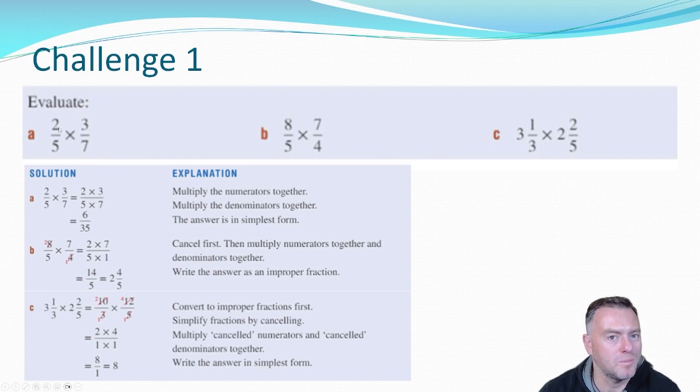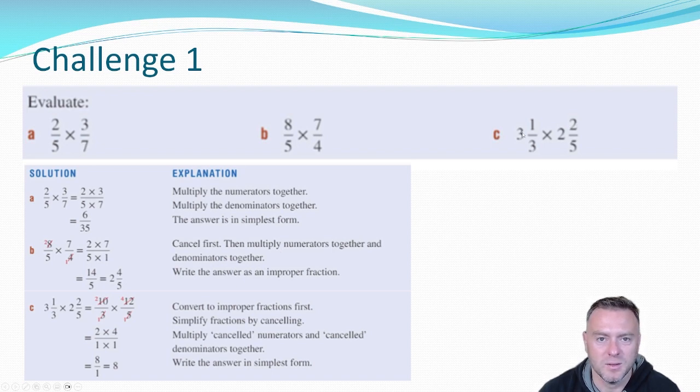So first one, basically 2 times 3 is 6, and then 7 times 5 is 35, so that gives you 6 on 35. This one over here, we have a 2 on the top and the bottom, so we can divide both these by 4. So 4 goes into 8 2 times, and 4 goes into 4 once, and then 2 times 7 is 14, and then 5 times 1 is 5, so that gives you 14 on 5, and then that goes in 2 times with 4 remainder.